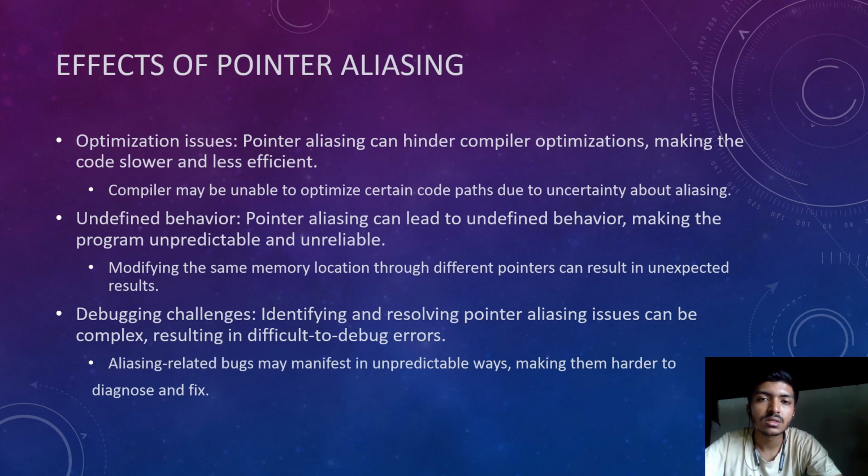The third one is debugging challenges. Identifying and resolving pointer aliasing issues can be complex and it's not easy, resulting in difficult-to-debug errors. Aliasing-related bugs may manifest in unpredictable ways, which makes them harder to diagnose and fix.